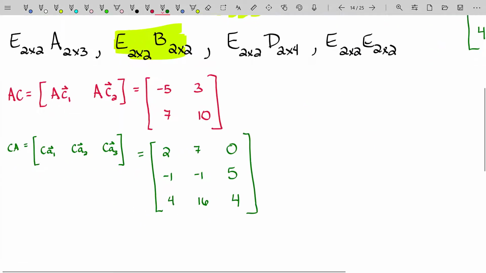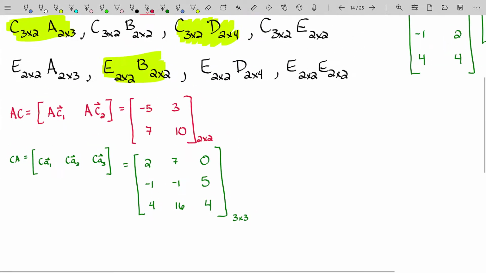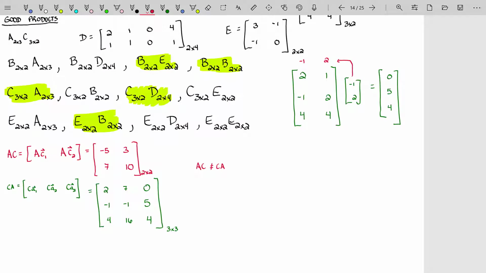Notice C times A is a 3 by 3. A times C is a 2 by 2. They're definitely not equal. Now I'm completely done with that. Honestly, I think I'm driving the point home and going kind of nutty here.